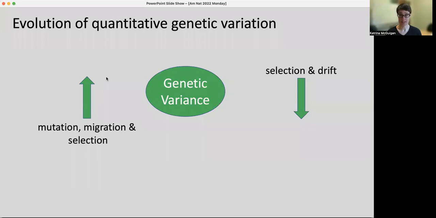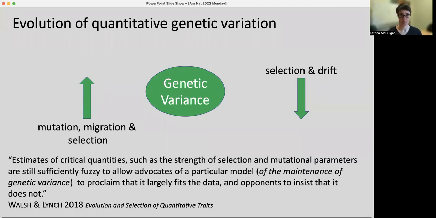In contrast to that, we have a much more limited understanding of how the evolutionary processes that generate the phenotypic diversity work to shape the underlying genetic variation of those phenotypes. And that's not because the work hasn't been done, it's just a much more complicated question to address.